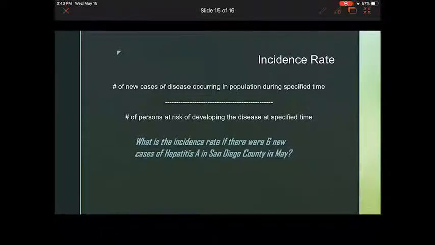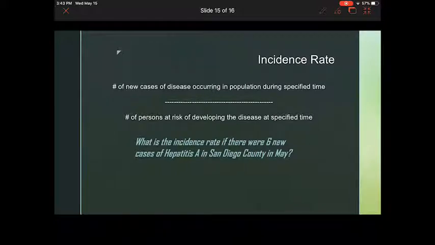Okay. So for the incidence rate, what you want to do is look at the number of new cases, right? So what's the incidence rate if there are 6 new cases of hepatitis A in San Diego County in May? So this month there have been 6 new cases. What's our incidence rate? We know the top number is 6. Well, what's the bottom number?